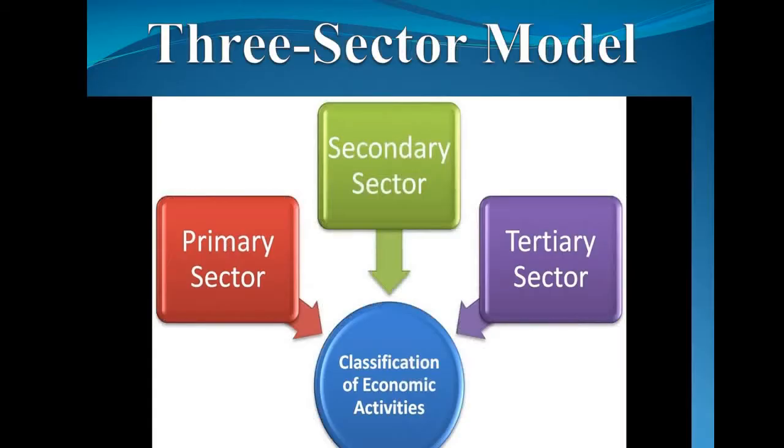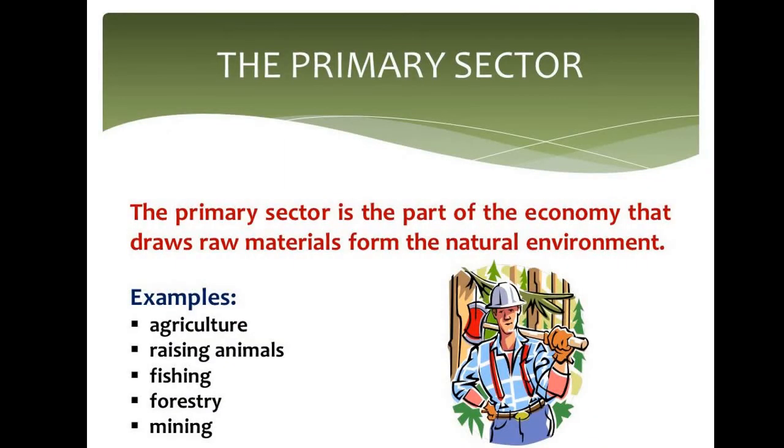Before starting the topic agriculture, very first we will understand the three sector model of economic activities. These are primary sector, secondary sector, and tertiary sector. The primary sector is a part of the economy that draws raw material from the natural environment. It means the products or the resources we are getting directly from nature. For example, agriculture, raising animals, fishing, forestry, or mining.